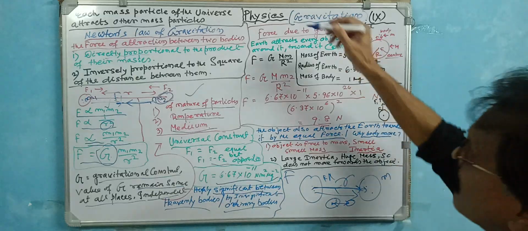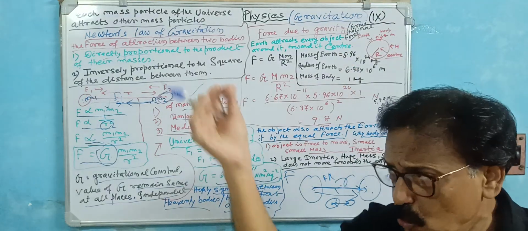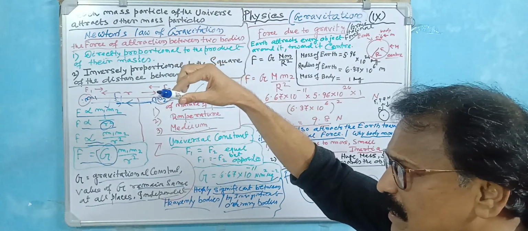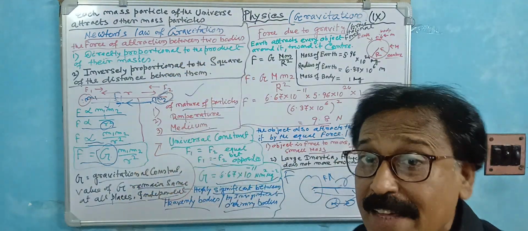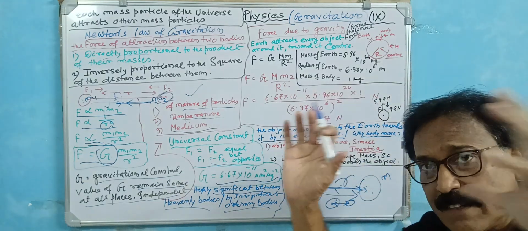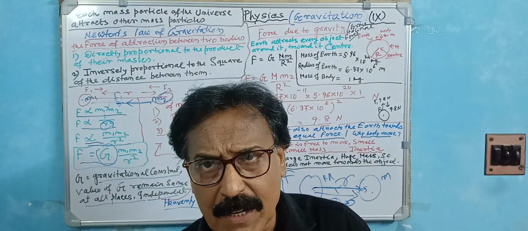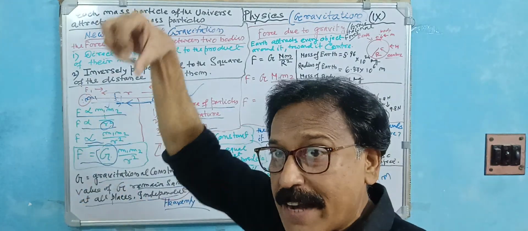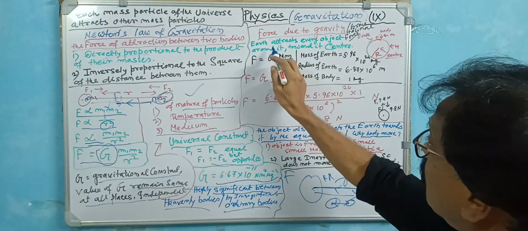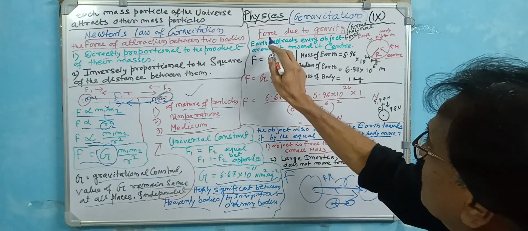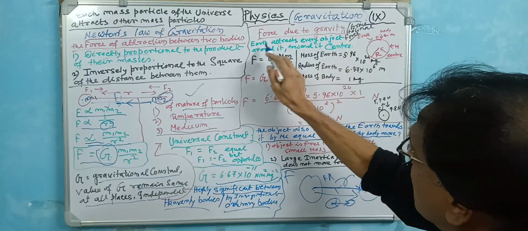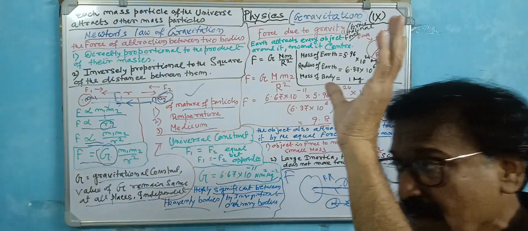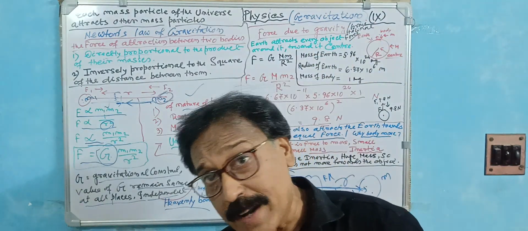Now one thing is there: force due to gravity. Every object is always attracted to the center. The earth is a heavenly body and one object is a heavenly body. So the earth attracts this body, and this body also attracts the earth. So here the earth attracts every object. This is the force due to gravity. Earth attracts every object around it towards the center. One very important thing: the body also attracts the earth.